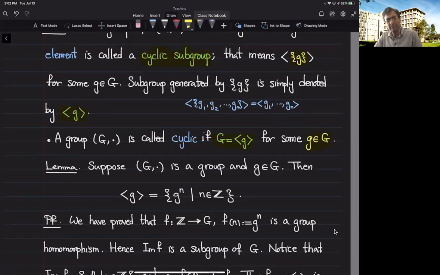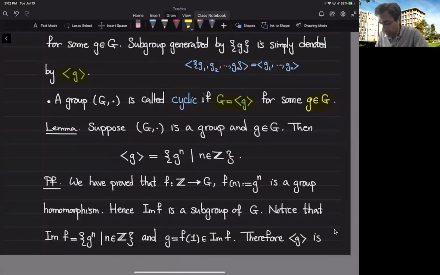Now, the next lemma actually gives us a concrete understanding of elements of a cyclic group. Okay, so what is it? Suppose that my group G is generated by the single element small g. Then what are the elements? The claim is that the elements are precisely powers of g, integer powers of g. So that's the cyclic group generated by g. Okay, let's see why that is the case.